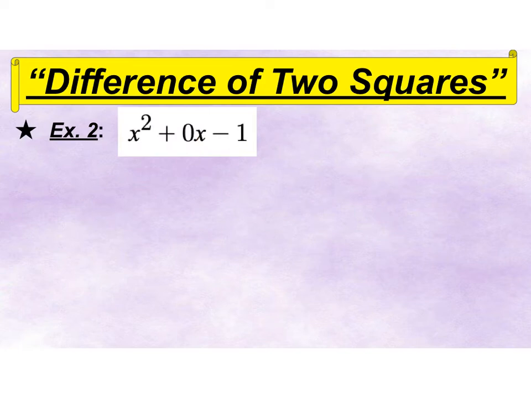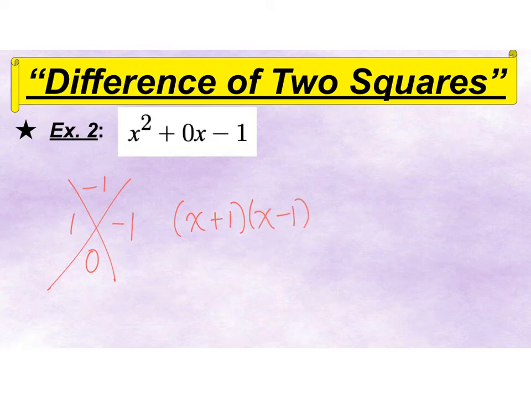Okay, let's try another. Here I've written it with that 0 term in the middle, so we can go to our x puzzle. What multiplies to negative 1 and adds to 0? 1 and negative 1. So I can go to those for parentheses. Let's try another.